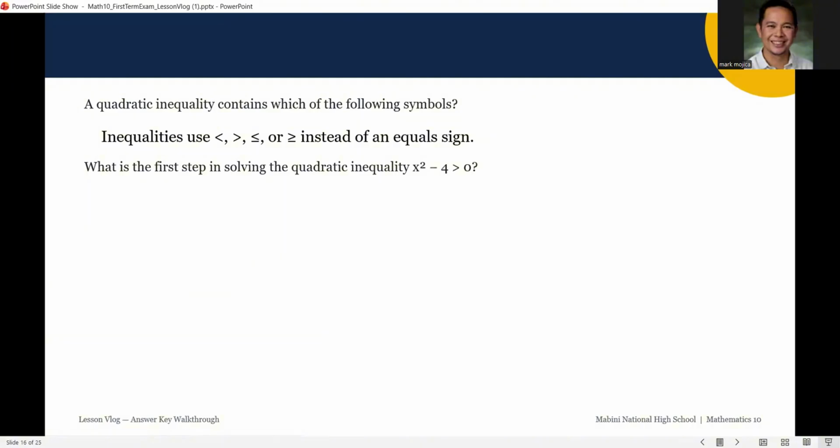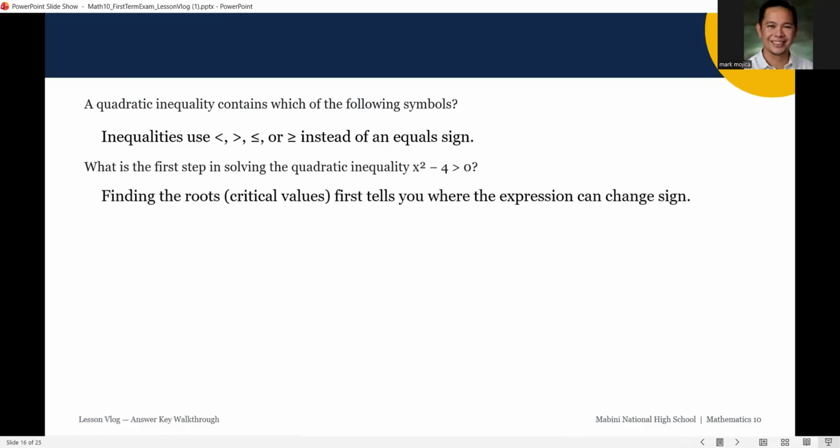So, next topic is what is the first step in solving quadratic inequalities? X squared minus 4 is greater than 0. So, the first thing we should do if we see this kind of problem is to find the roots or the critical values. So first, this tells you where the expression can change sign.